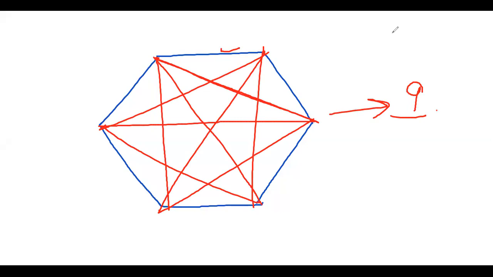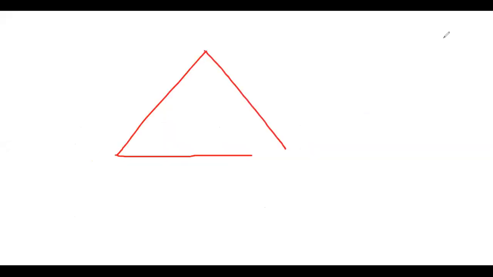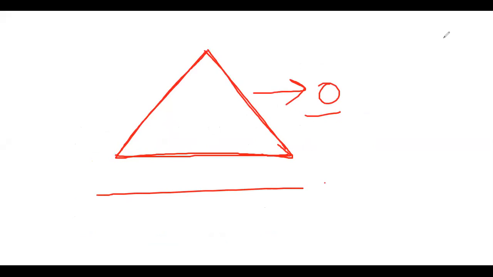And next one is triangle. How many diagonals are there in a triangle? Let's check the triangle now. So how many diagonals are here? There are 0 diagonals. How 0? Because all the vertices are already joined to each other. There is no vertex left. So no diagonal will be here. So there will be 0 diagonals in a triangle. Right?